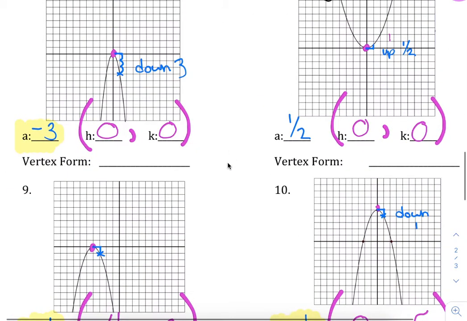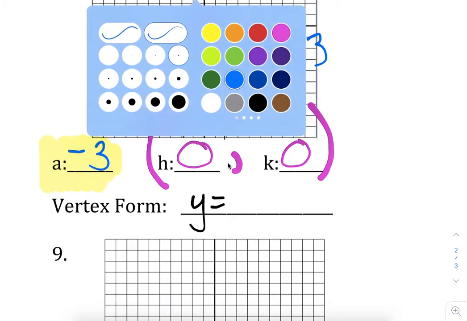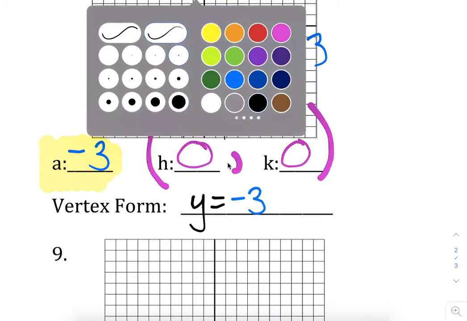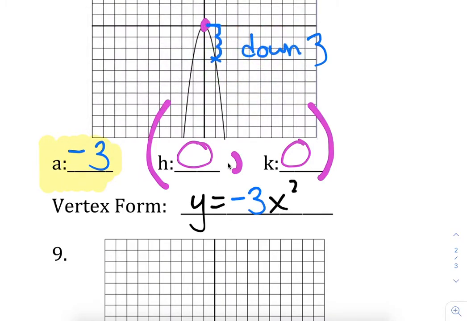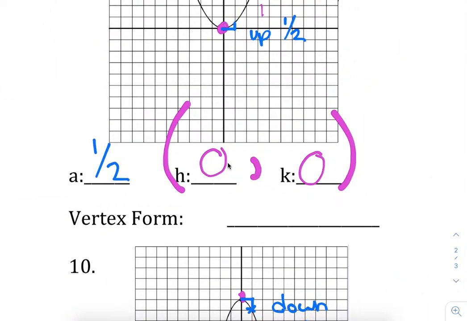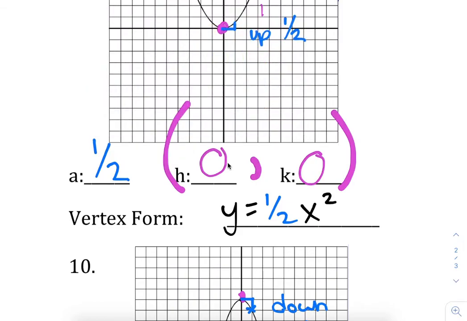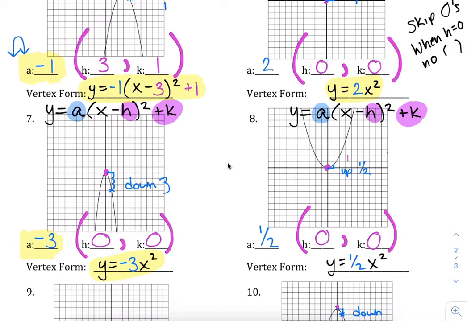All right, problem number 7. Same thing again. I have zeros, I don't need them, and if h is 0, I don't need parentheses. So my formula answer is y equals negative 3, because that's my a, and then I keep my x squared. That's it, I'm done. If it starts at the origin, all you have to do is put the a in front of the x squared. Surprise, surprise, number 8 looks the same. We're going y equals 1/2. I don't need the zeros, I don't need the parentheses, so I just say x squared. All right, there's your answers for 5 to 8 so far.